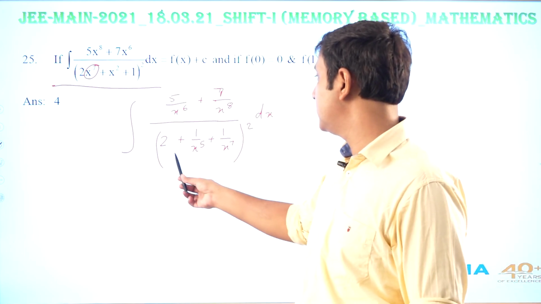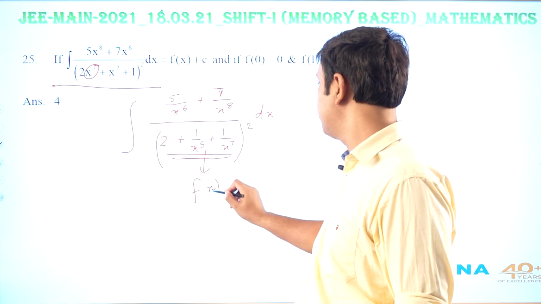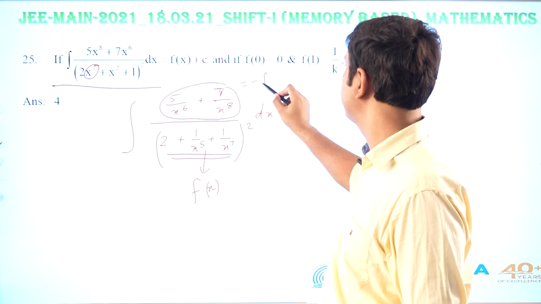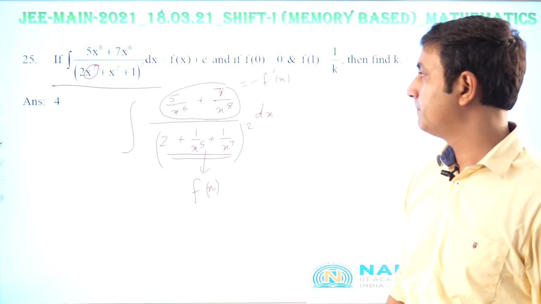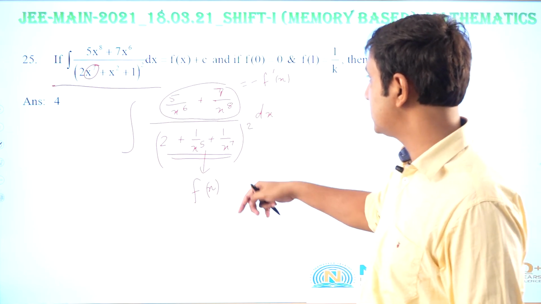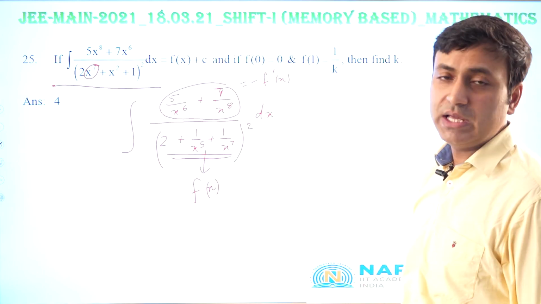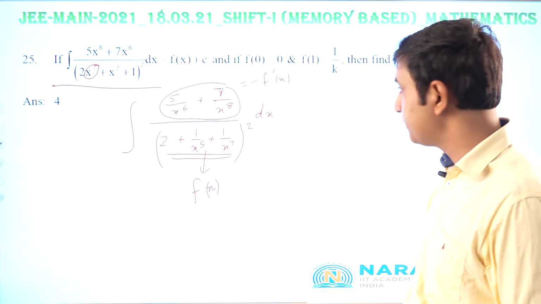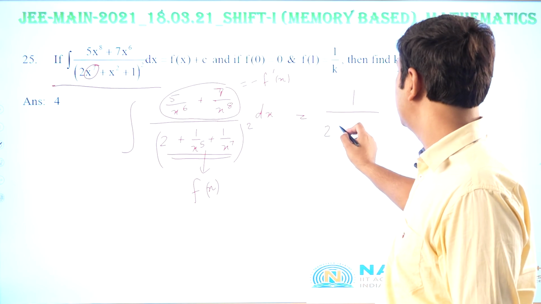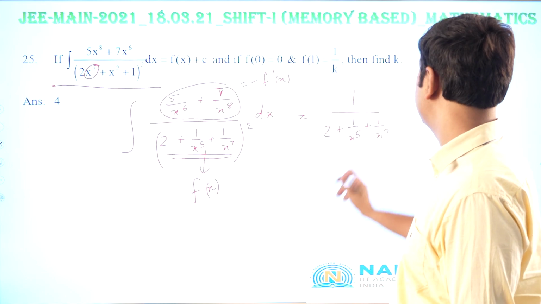Now we see if this is f(x), this quantity is minus f dash x. So when I substitute that, minus f dash x upon f square, the integration will be the reciprocal of f, which is the same as 1 upon f, or 1 upon (2 plus 1 upon x power 5 plus 1 upon x power 7).